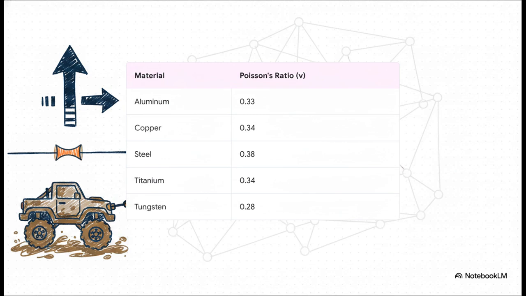That winch relies on a 10-millimeter steel cable. An engineer had to use steel's specific Poisson's ratio, which is 0.38, by the way, to calculate exactly how much that cable will stretch and thin out under that crazy amount of tension, just to guarantee it won't thin out too much and snap while you're standing right next to it.